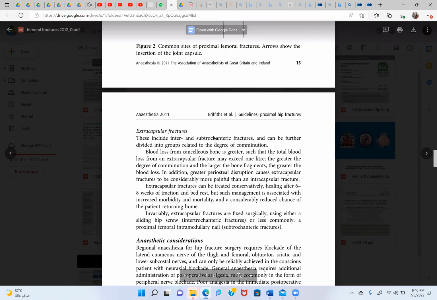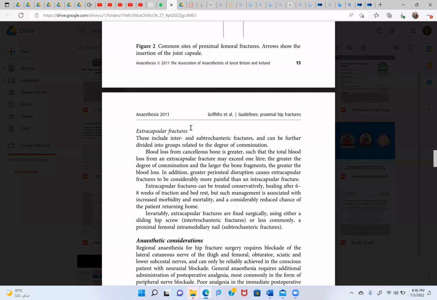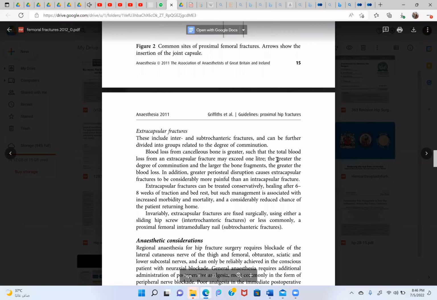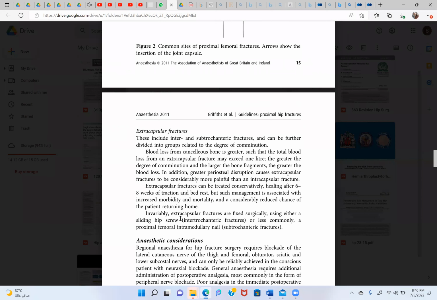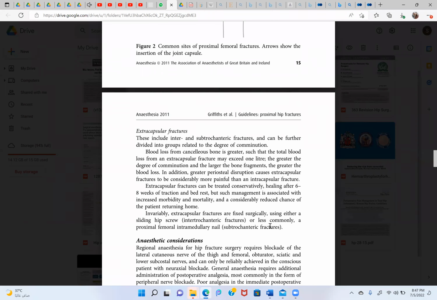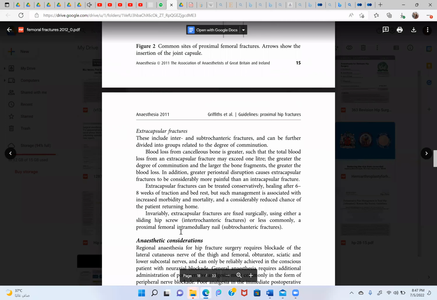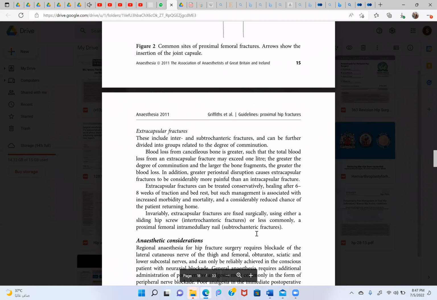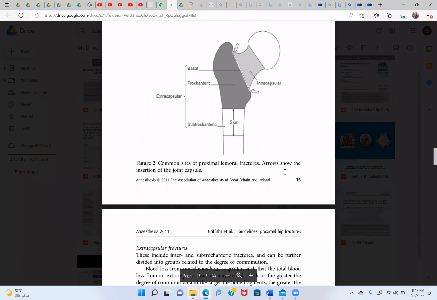Why it is important for you to know that certain fractures will have more blood loss. Okay. Invariably, extracapsular fractures are fixed surgically using either a sliding hip screw, for intertrochanteric fractures, or less commonly a proximal intramedullary nail, which is for subtrochanteric fractures. Okay. So you can just have a look here.